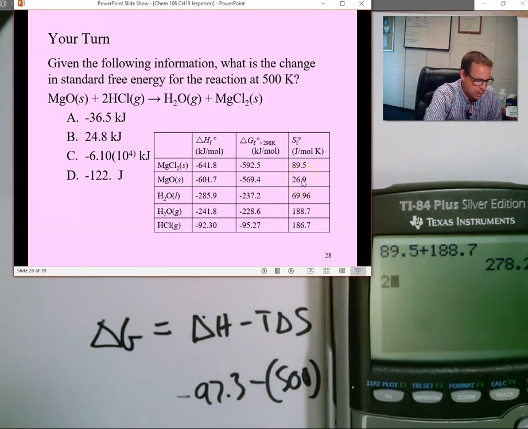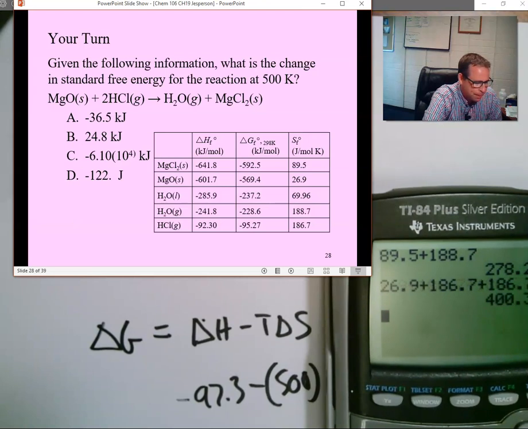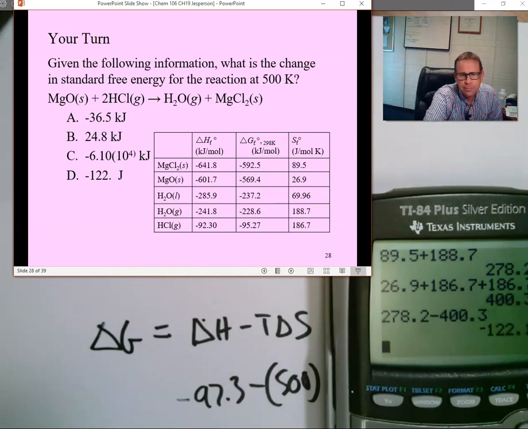Okay, so 26.9 is for the magnesium oxide plus 186.7. And I'm going to do that twice because we had 2 moles. Okay? Does that look right? So we got products here minus reactants. Negative 122. Is that reasonable? Yeah, it's okay because we have a solid and a gas on both sides, but here we have 2 moles of gas and we're just going down to 1 mole of gas. So it's negative 122. What do you think, Alyssa?